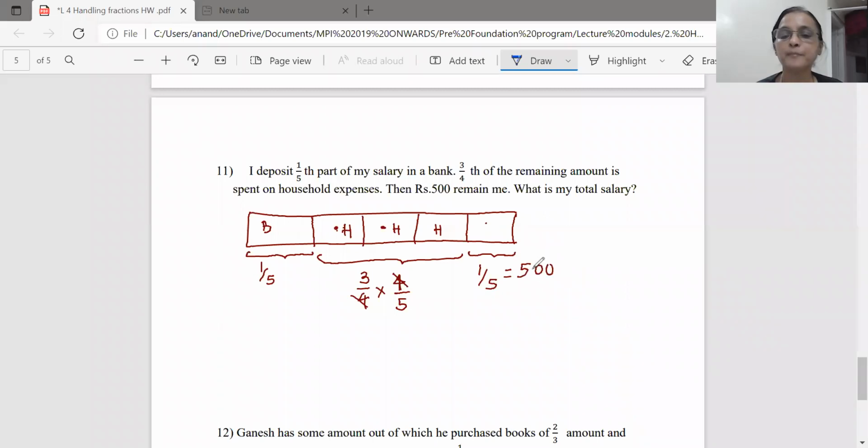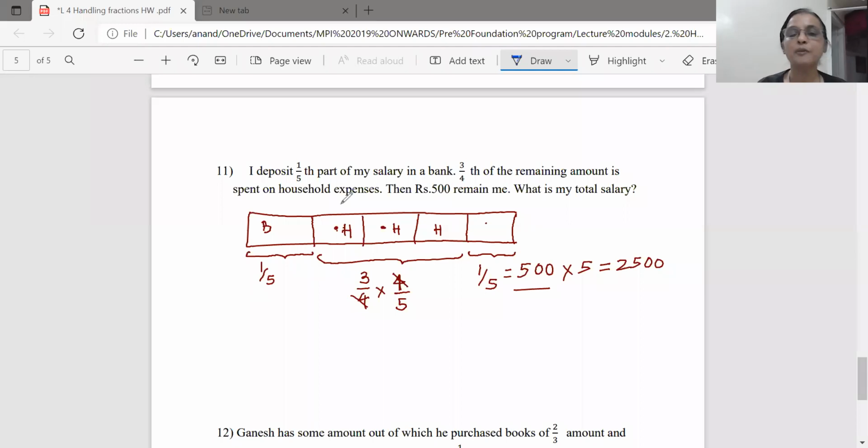So 1/5 of the whole that remains is 500. How much is my whole salary? Simply multiply by 5: 2,500. This is how you can actually visualize the question. Okay. You can also do it without doing this figure business.